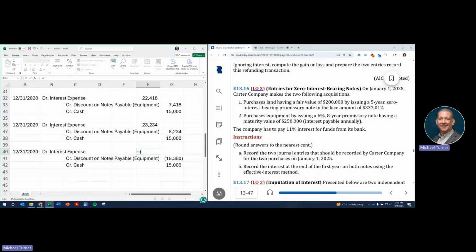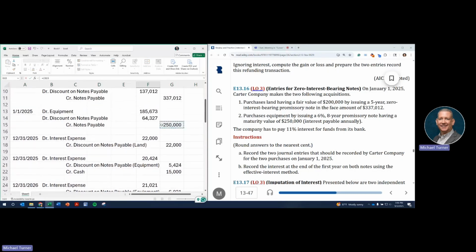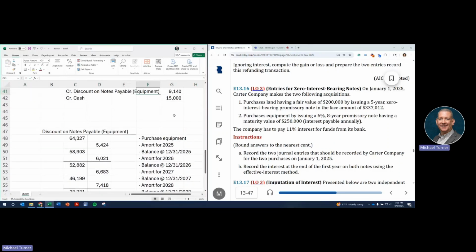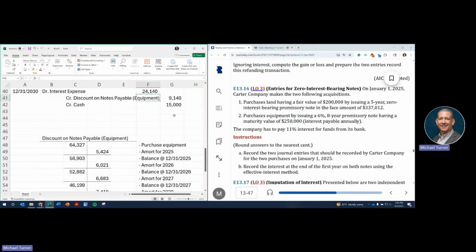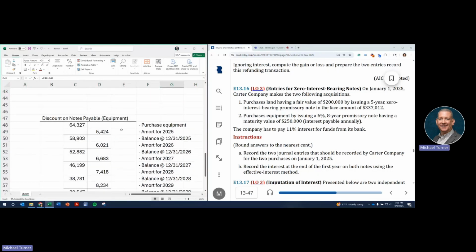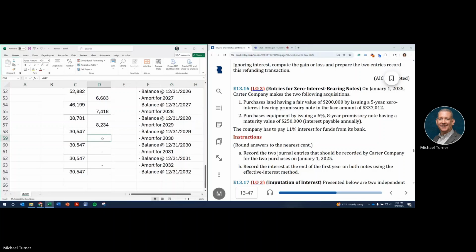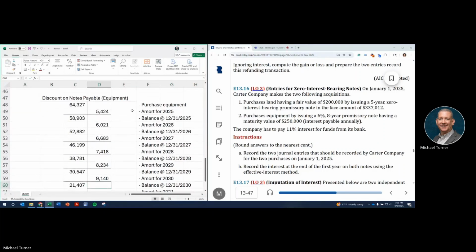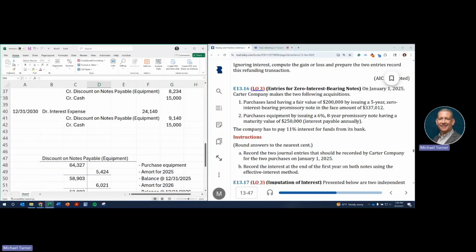Interest expense is calculated as face amount, net of premium or discount, times the effective interest rate, which is 11%. And we get $24,140. Net that against the $15,000 cash paid means our amortization is $9,140. Great. Couple more years to go.